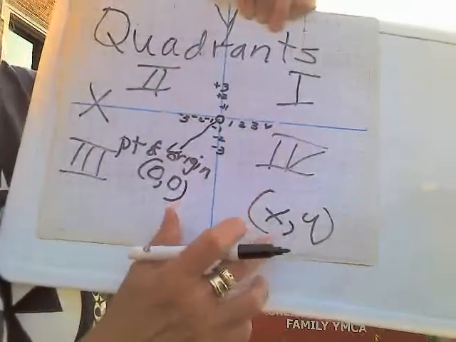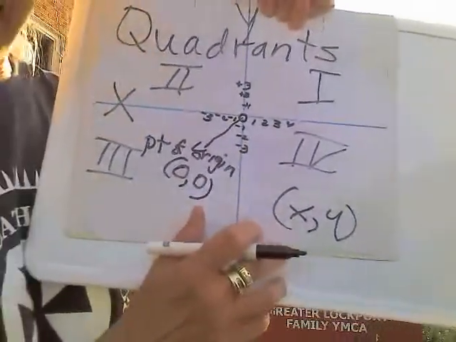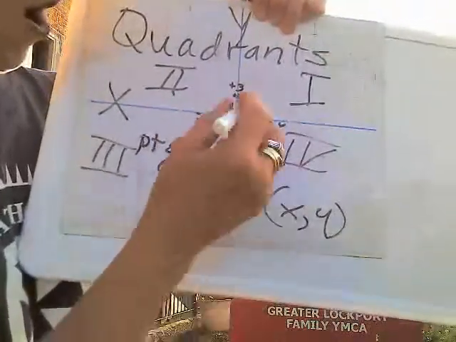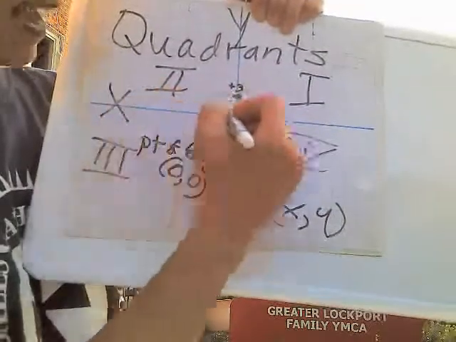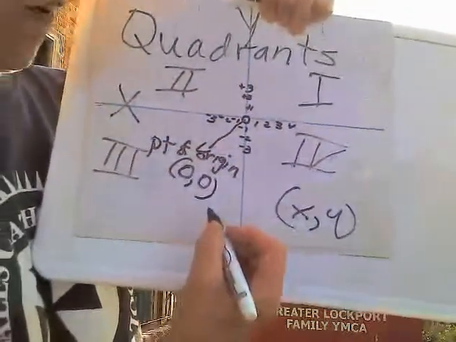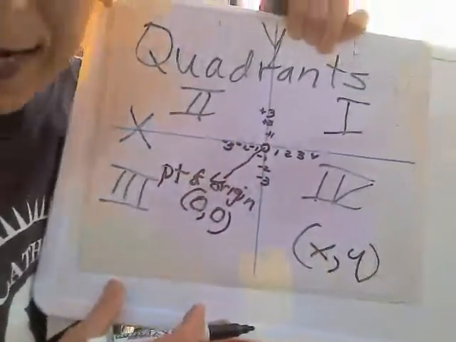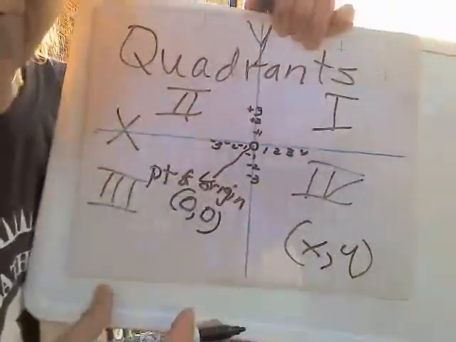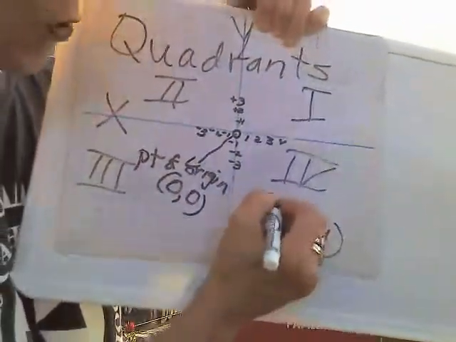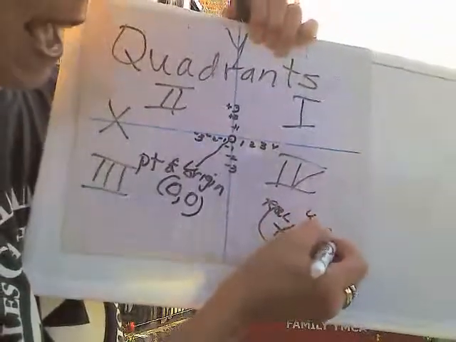Notice the X always comes first, just like in the alphabet. And our X's only move right or left. See the X line? It can only go right or left. These are X lines. So if I were to move right or left, think about crossing the street. You have to look right or left first before you can go up and down the street. So this is right or left. This one is up or down.